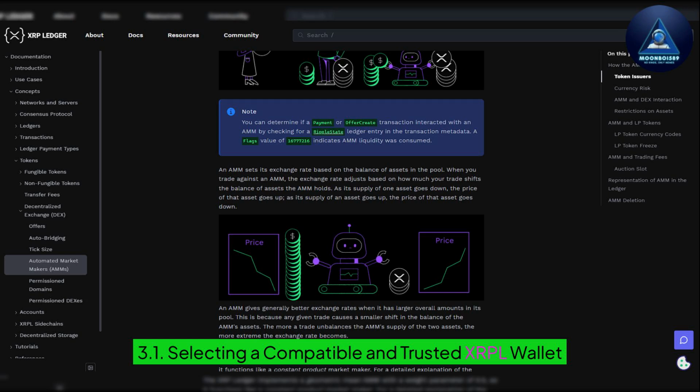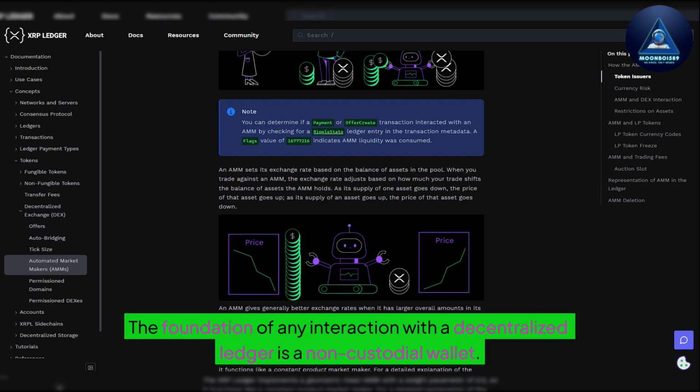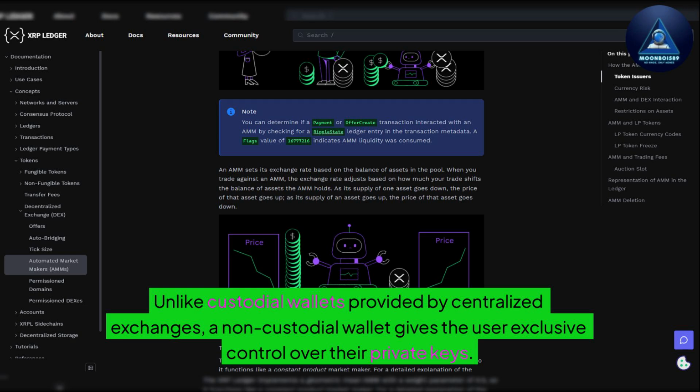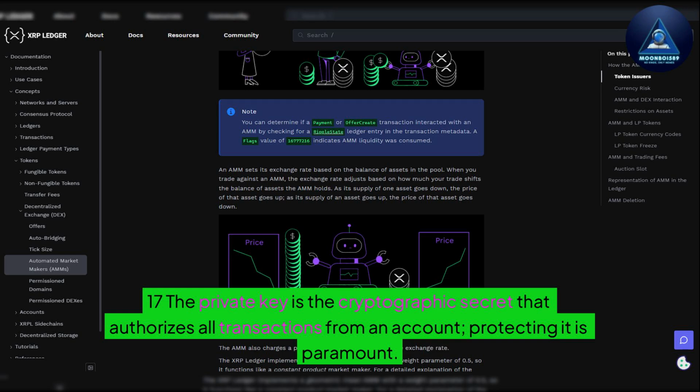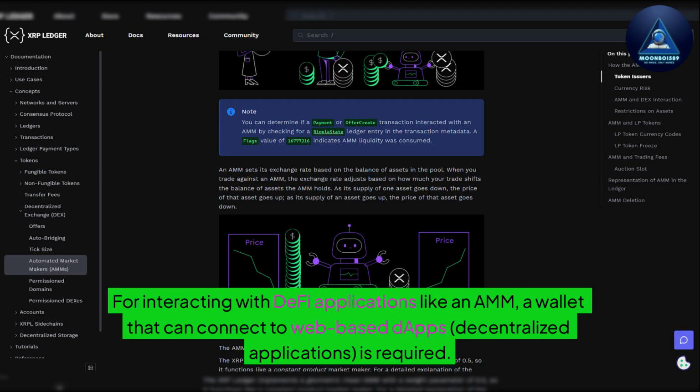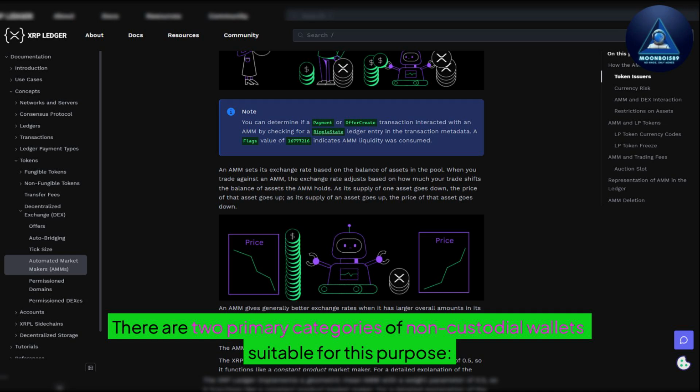3.1. Selecting a compatible and trusted XRPL wallet. The foundation of any interaction with a decentralized ledger is a non-custodial wallet. Unlike custodial wallets provided by centralized exchanges, a non-custodial wallet gives the user exclusive control over their private keys. The private key is the cryptographic secret that authorizes all transactions from an account. Protecting it is paramount. For interacting with DeFi applications like an AMM, a wallet that can connect to web-based dApps, decentralized applications, is required. There are two primary categories of non-custodial wallets suitable for this purpose.